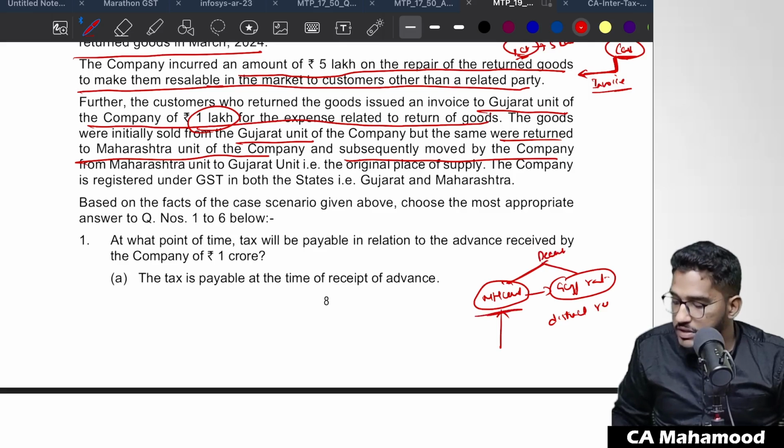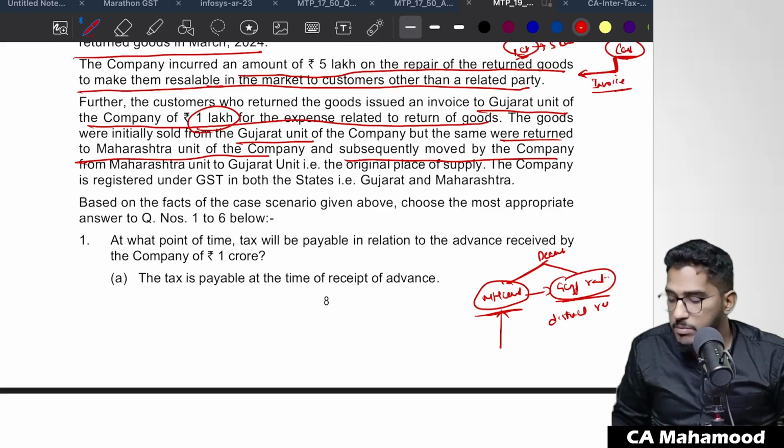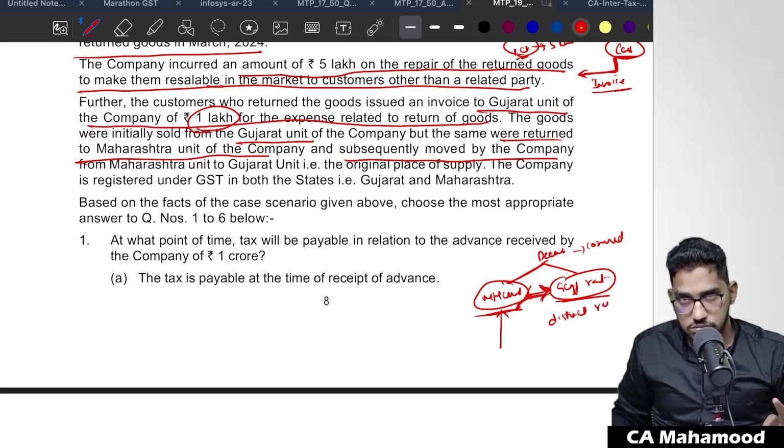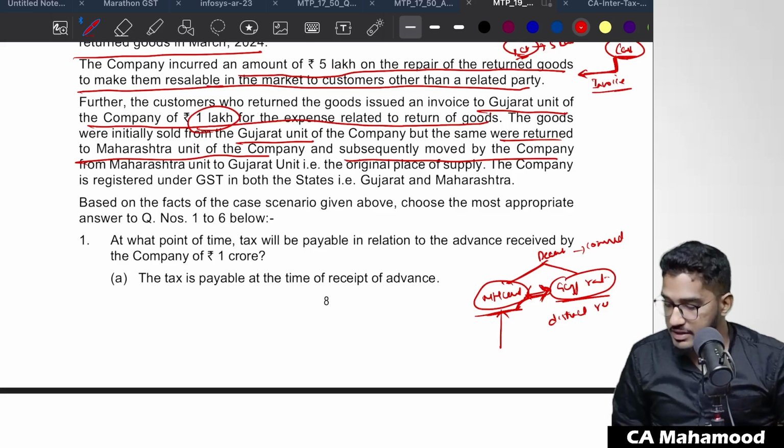See, both the units belong to the same entity. For both the units they would have taken registration, but still for the purpose of supply, they will be deemed as distinct units. And whenever the movement is happening between distinct units, even though there is no consideration, still that will be treated as supply. So this movement of the goods from the Maharashtra unit to the Gujarat unit, even though there is no consideration, will be treated as supply only. Clear?